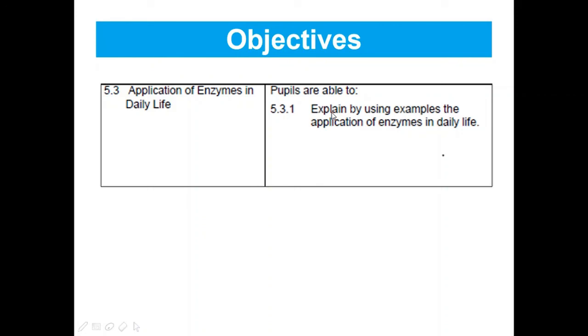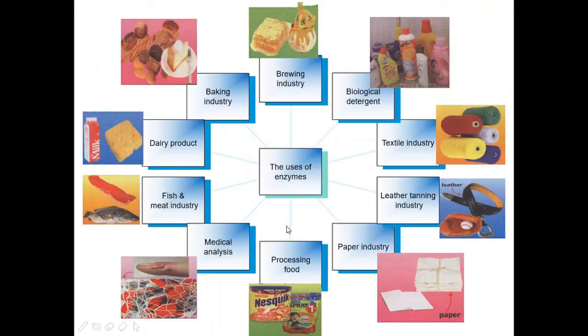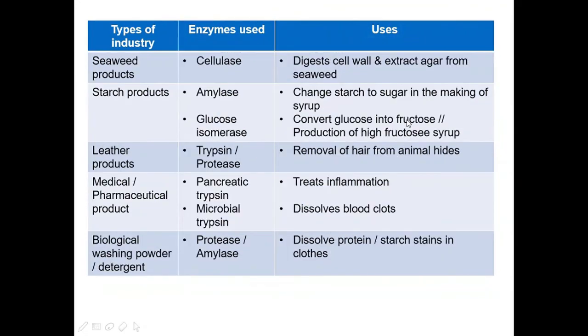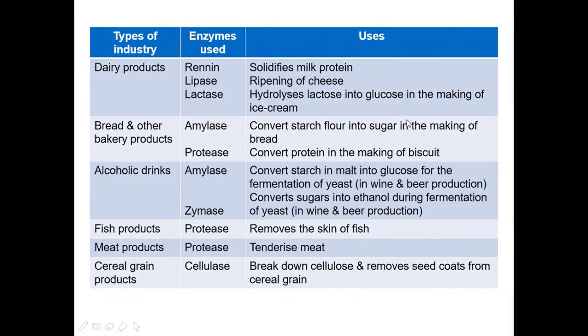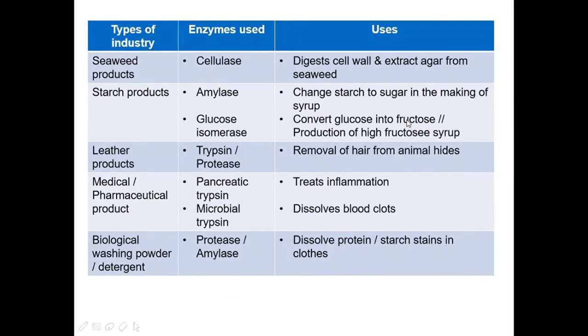Okay, kita dah tengok 4 faktor yang mempengaruhi kadar tindak balas enzim. And now this one we will look at the application of enzyme in daily life. So this is a famous question in essay. Right, so here are a few examples. We have dairy product, baking industry, brewing industry, biological detergent, and etc. Okay, I've made a table so you can use this table as a guide when doing essay questions.